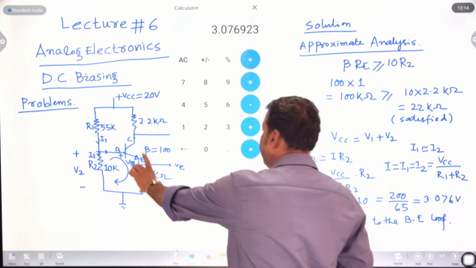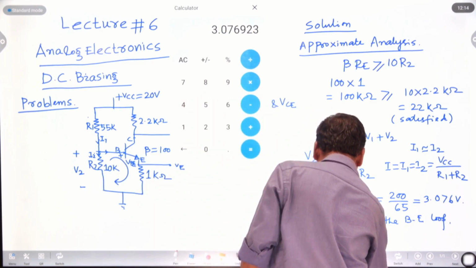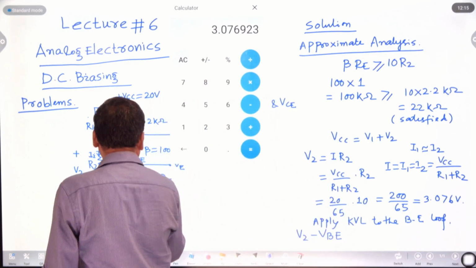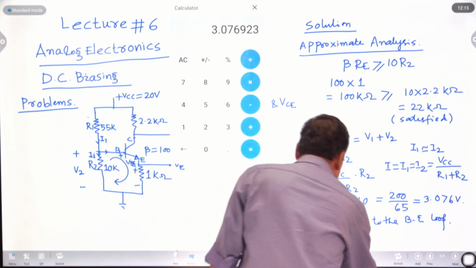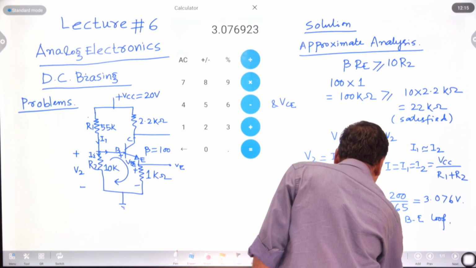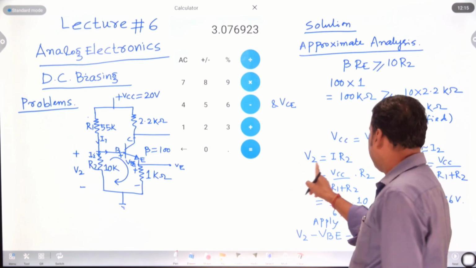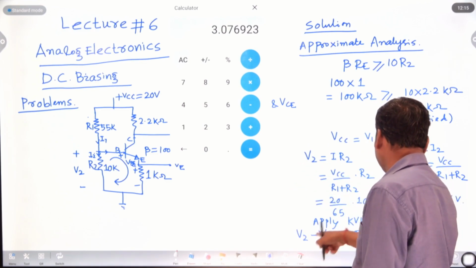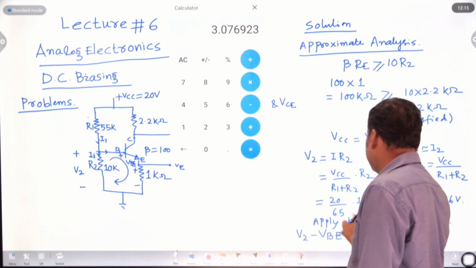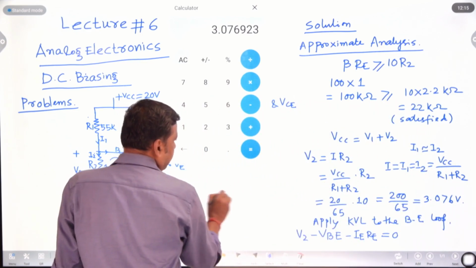So here V2 minus VBE, then minus the current flowing like this. This is your plus and this is your minus. V2 minus VBE minus IERE equal to 0. This is my equation. We have already found the V2 value. V2 value is how much? 3.07 volt. VBE value is 0.7. RE is given. You can easily calculate the emitter current IE.